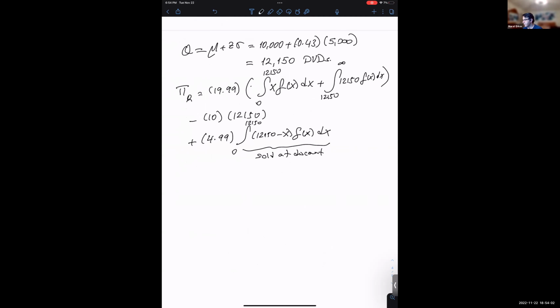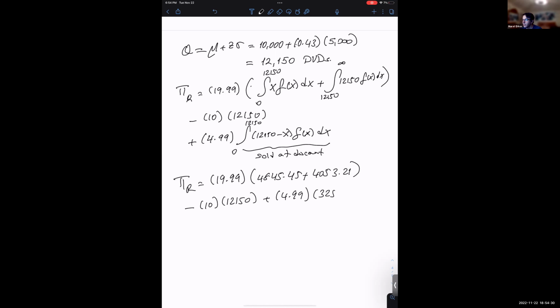When we plug this into calculators, we will get the following. So we're going to have 1999, and the expected sales is going to be 4,845.45 plus 4,053.21, minus 10 times 12,150, plus 4.99 times 3,251.33. So this 3,251 is the expected number of sales at discount rates.